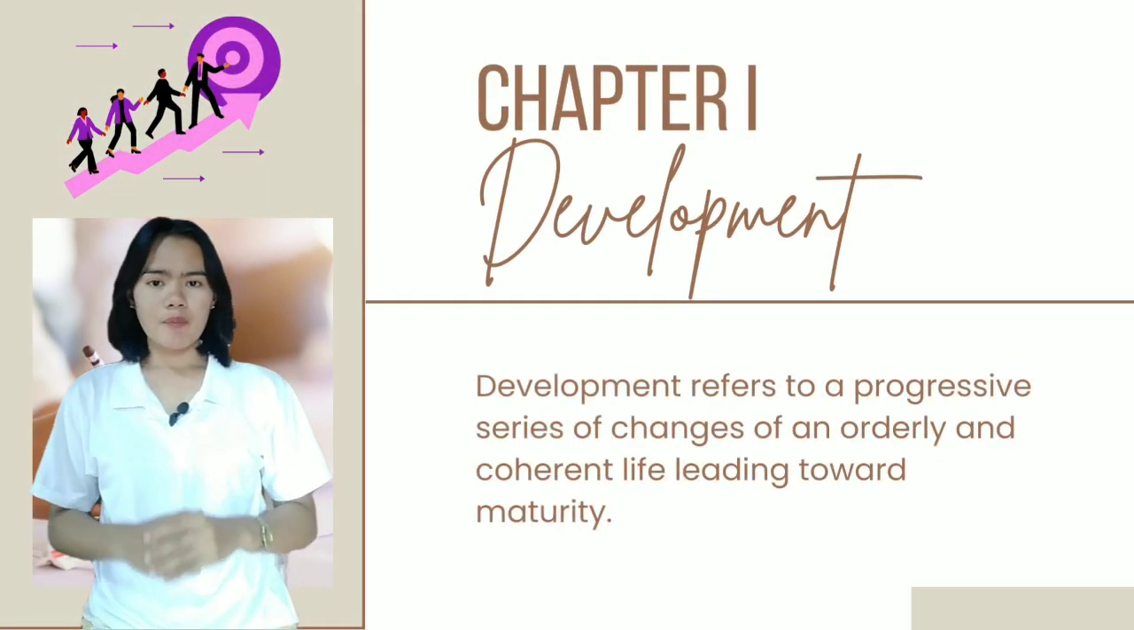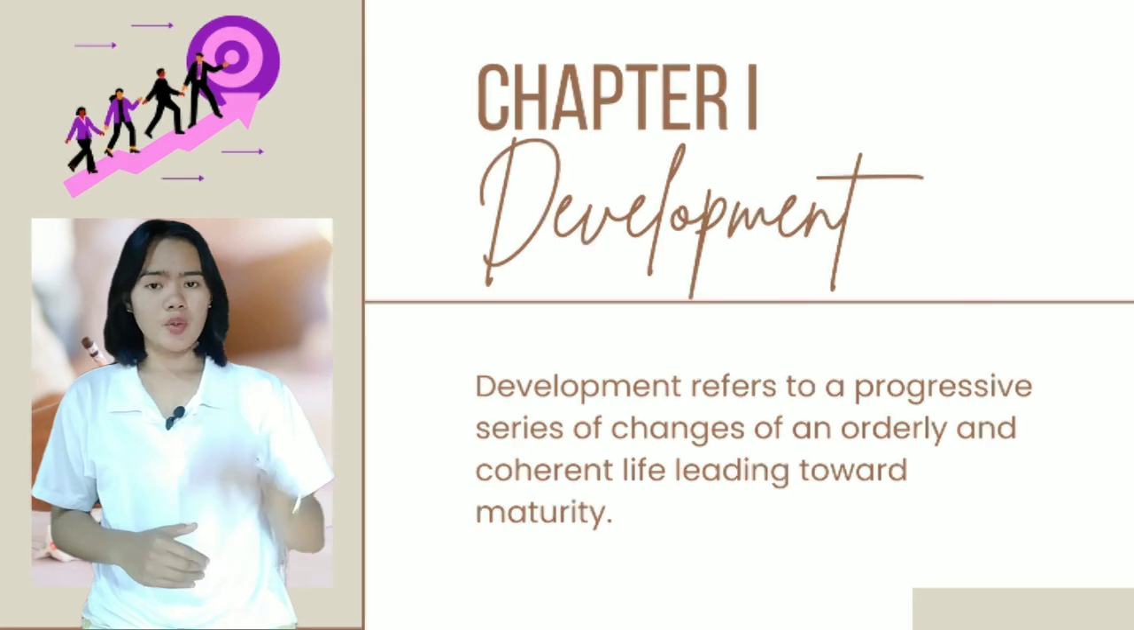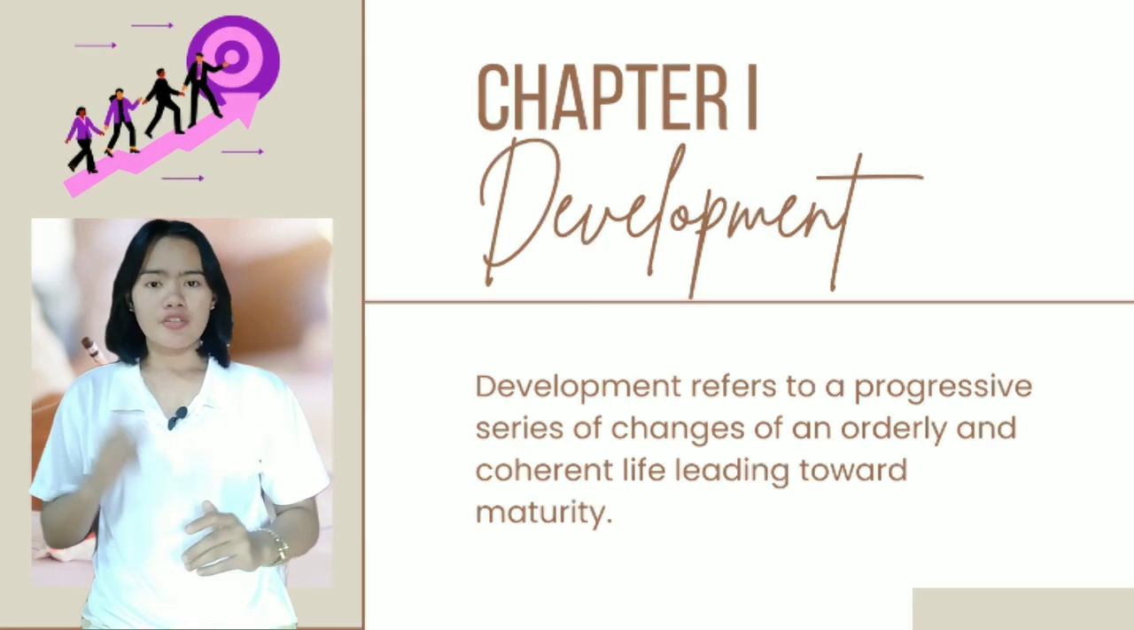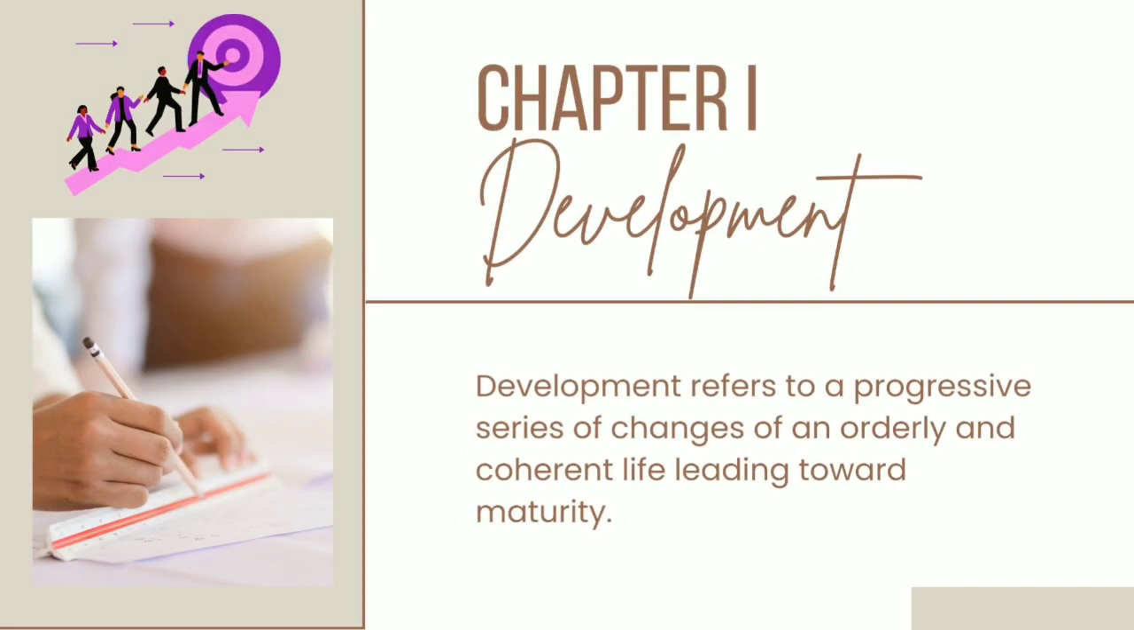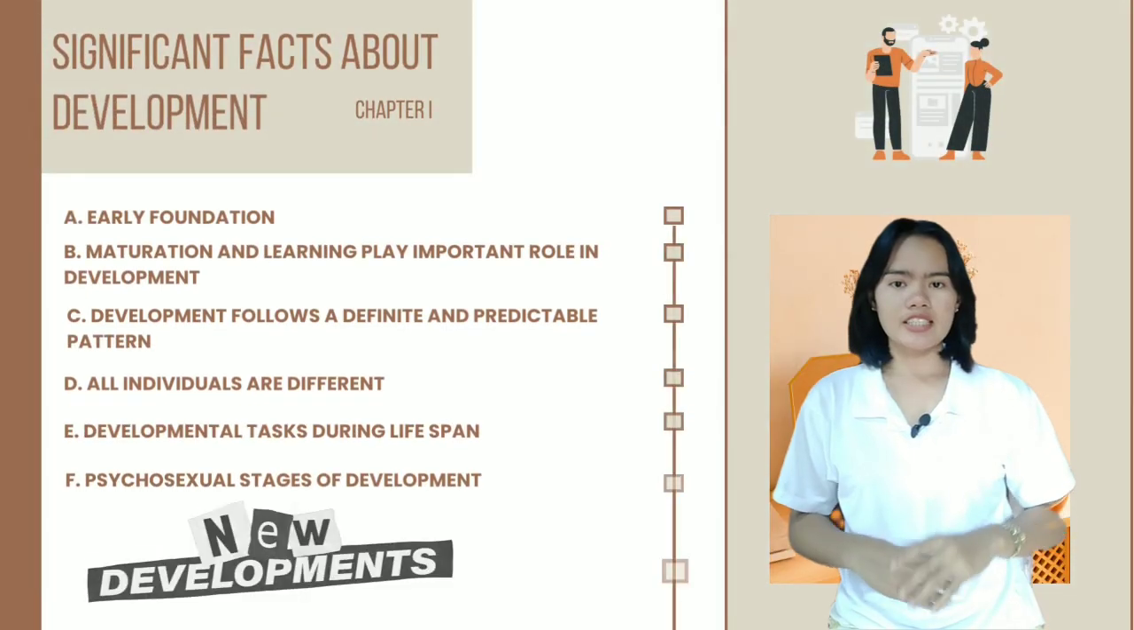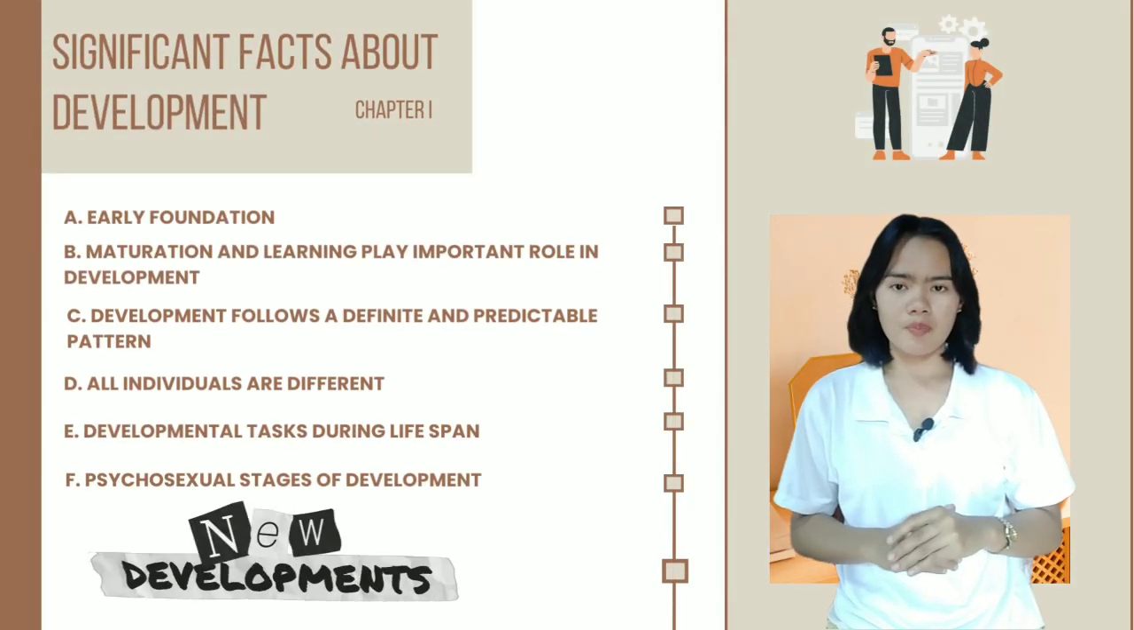Chapter 1. Chapter 1 is development. So what is development? Development refers to a progressive series of changes of an orderly and coherent life leading toward maturity. Here are the significant factors about development.